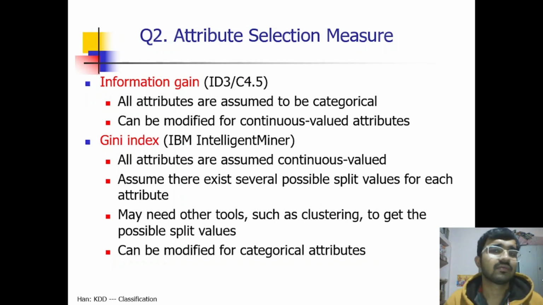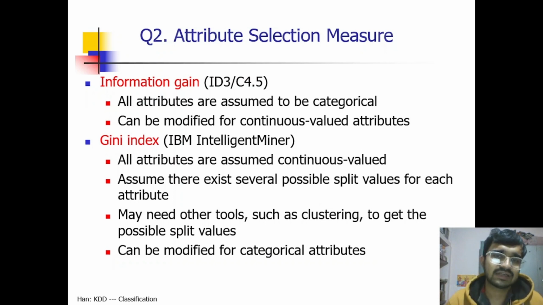In this method, all attributes are assumed to be categorical, and secondly, it can be modified for continuous valued attributes. Okay, and then the next method is Gini index, that is IBM Intelligent Miner. In this, all attributes are assumed continuous valued, and it can be modified for categorical attributes also. It assumes that there exist several possible split values for each attribute, or it may need other tools such as clustering to get the possible split values. So this is quite an efficient method, we can say.